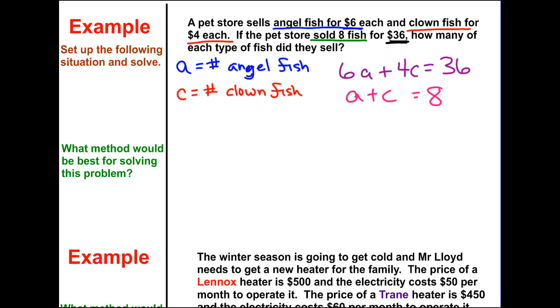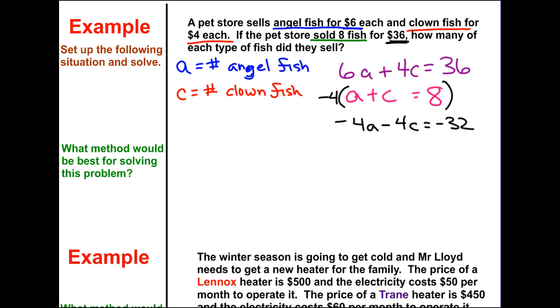Now you could do elimination or substitution for this problem. I'm going to do elimination because that's what this video is about. So we're going to multiply the bottom one, and I want to get rid of the C's because it's a smaller number. So I'm going to multiply by -4. We're going to get -4A minus 4C equals -32.